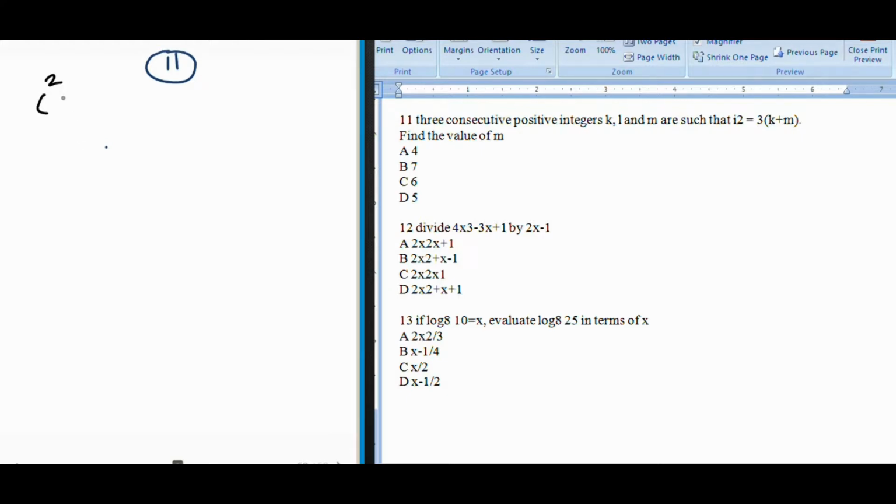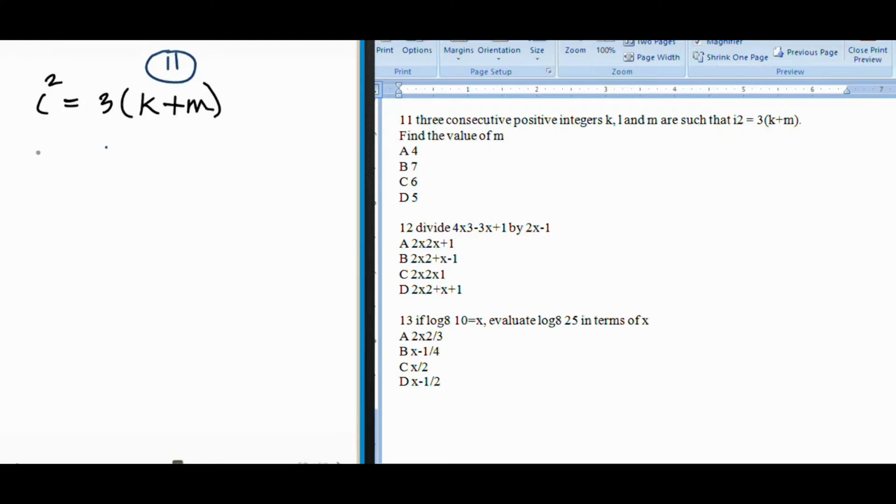Now the first question you ask yourself is this: what are consecutive numbers? Consecutive numbers are numbers where two successive numbers have a difference of 1. Okay, that is 1, 2, 3 are consecutive numbers. 20, 21, 22 are consecutive numbers. 50, 51, 52 are consecutive numbers. Now in that case, if our K is the first number, the second number will be K plus 1, and that is equivalent to our I. Alright, and the third number, which is M, will be K plus 2.